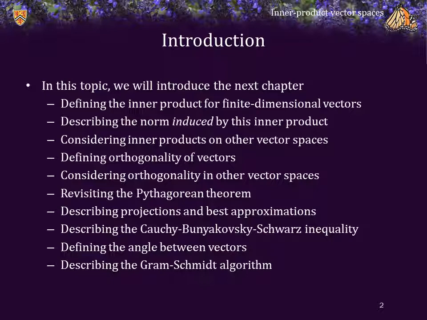We will define the concept of orthogonality of vectors. We will then consider orthogonality in other vector spaces. We will then revisit the Pythagorean theorem from secondary school. We will be describing projections and best approximations of one vector by another. We will be describing the Cauchy-Bunyakovsky-Schwarz inequality. We will be defining the angle between vectors, and we will be describing the Gram-Schmidt algorithm.